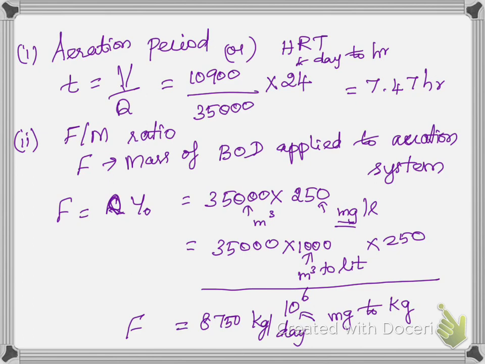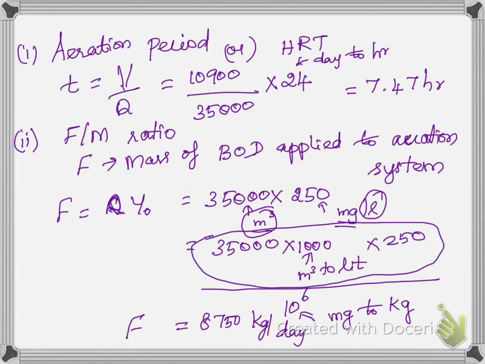Again I repeat, 35,000 is in meter cube, 250 is in milligram per liter. So I am converting this meter cube into liters by multiplying by 1000, into 250. This entire answer I will be getting in milligram, but the problem asks us to determine it in kilogram. So I am converting milligram to kilogram by dividing by 10 power 6. So I am getting my F value as 8750 kilogram per day.